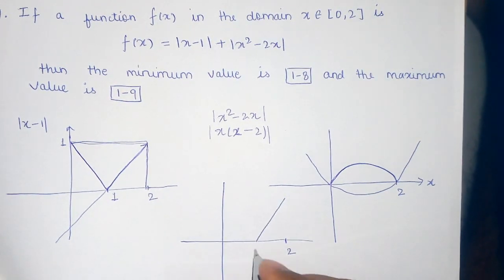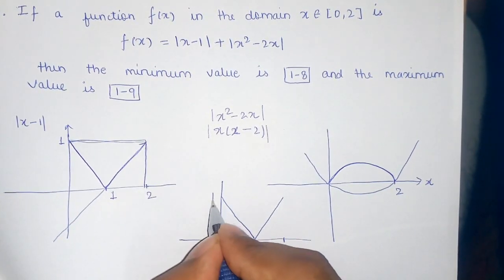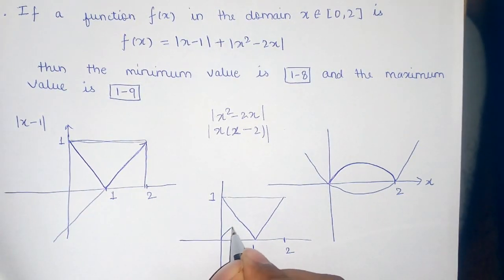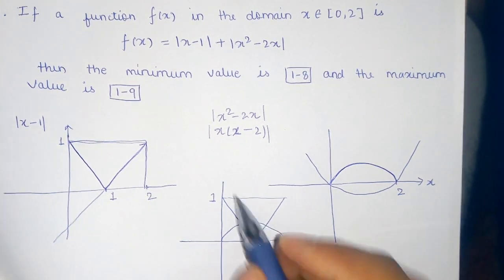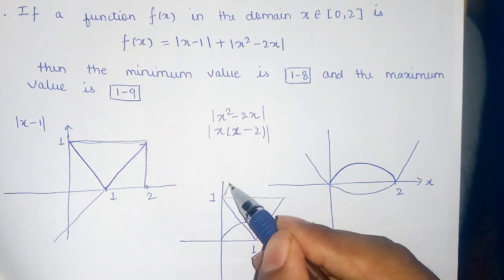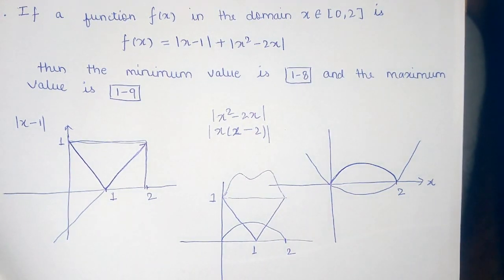The sum of this, |x − 1|, this is 1, plus |x² − 2x|. So f(x) is the sum of these two functions, which you can see intuitively would be something like, it would have some maximum here, then perhaps some minimum here, then this and then this. Roughly it would look like this.